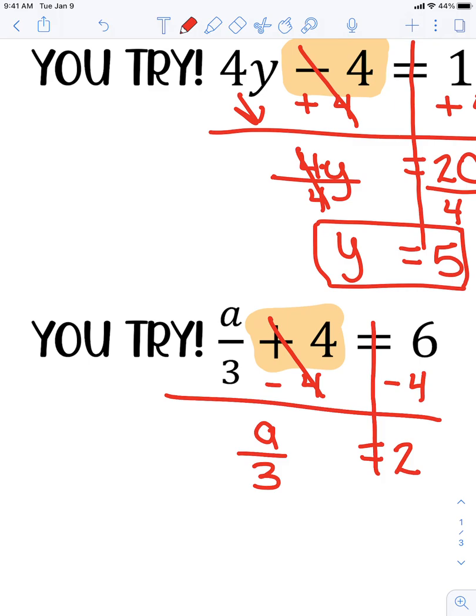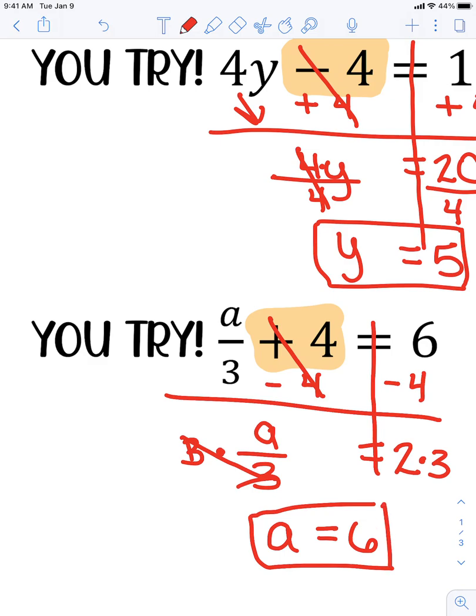Now, since I have a divided by 3, I want that 3 out of the denominator. Opposite of division is multiplication. Okay, what you do to one side, you have to do to the other. 3 times 1/3 makes a 1, which just leaves me with an a. And 2 times 3 is 6. So you should have gotten 6.